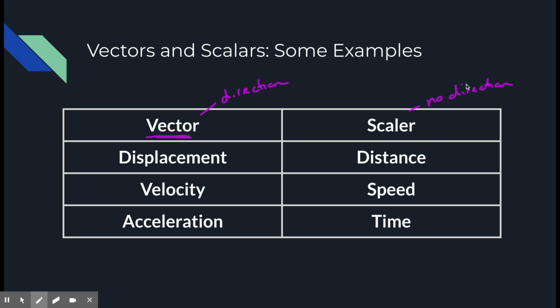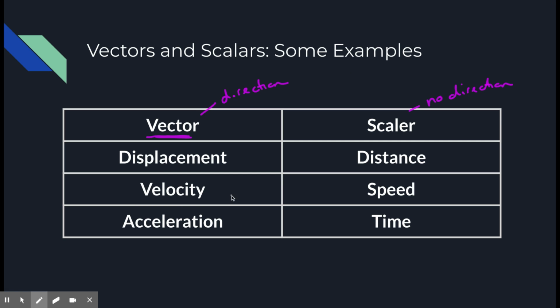Okay, a classic one that's pretty easy for you guys to understand right off the bat is time. You're not going to go left, right, forwards, backwards in time. No, we're not time traveling. No, you can't go backwards in time. There is no direction to time. It is strictly just a number.